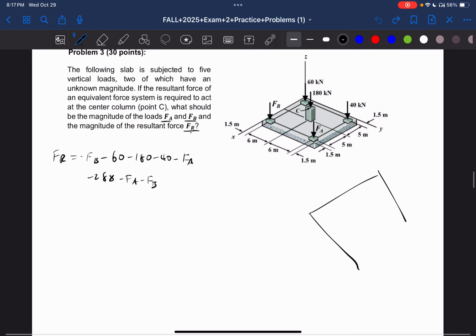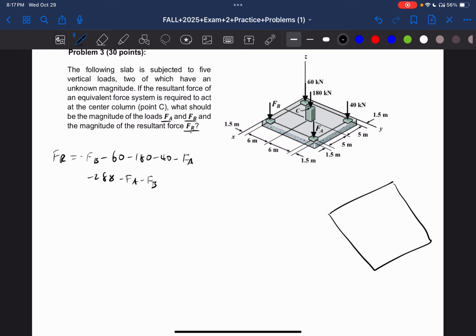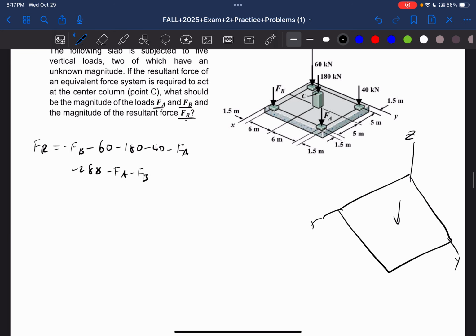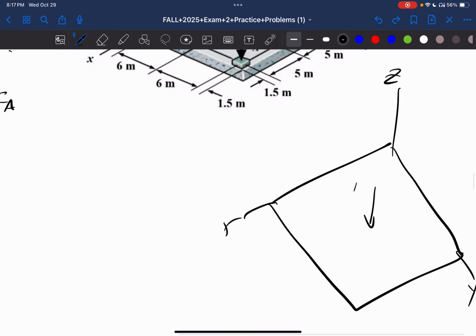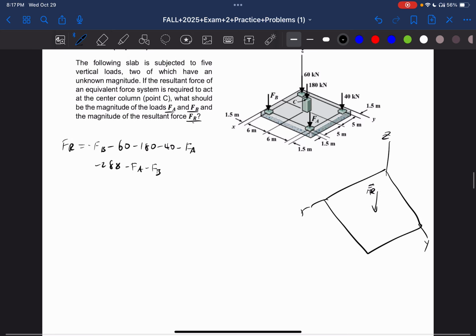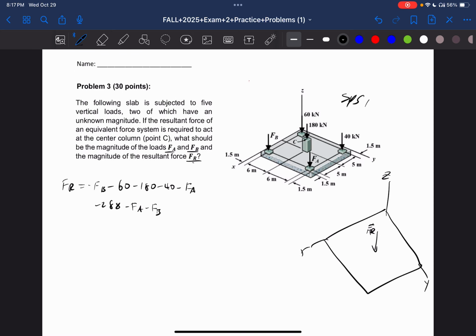So if we draw another system out, right? Okay, that's a really bad drawing. Okay, there. X, Y, Z. Okay, so we'll just put this resultant force in the center. And let's call this system 1. This is system 2. And we can also find, what else were we trying to find? Fa and Fb. Okay, so we need 2 more equations to find that because we have 2 unknowns.